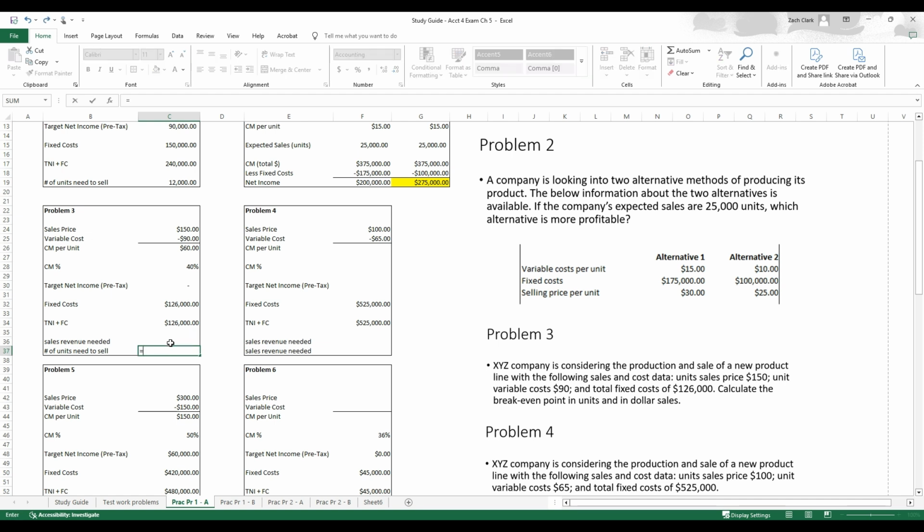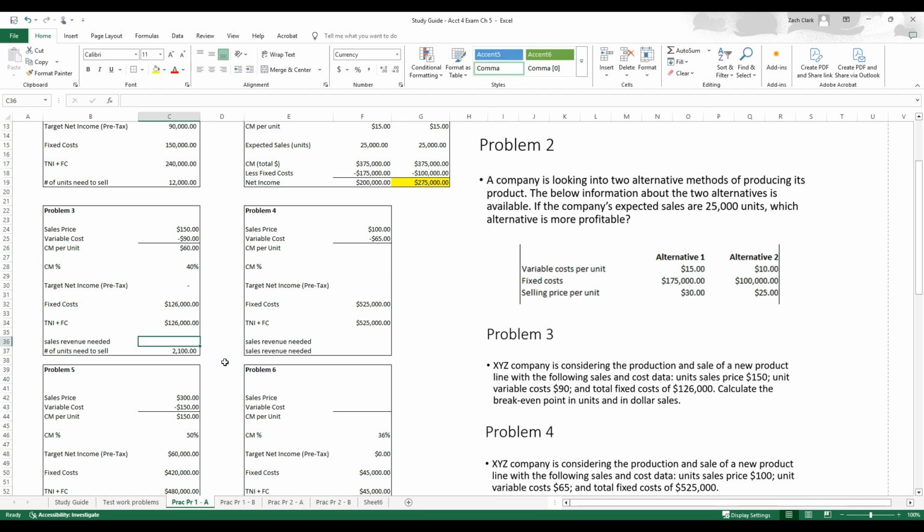Okay, so let's do the units first. Maybe it's easier. I mean, they're both simple calculations, but we did this one before. So we're basically just taking our fixed cost divided by contribution margin per unit. So 2,100, and then we can prove that to ourselves. If we have 2,100 units sold, we're earning $60 of contribution margin on each one of those. That gets us $126,000 to cover fixed costs, which exactly covers fixed costs to get us a 0 net income. So that's the break-even calculation.